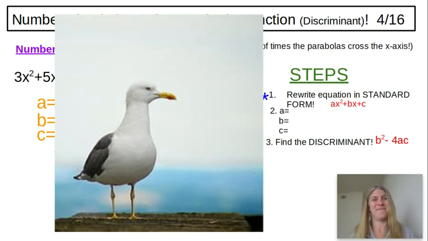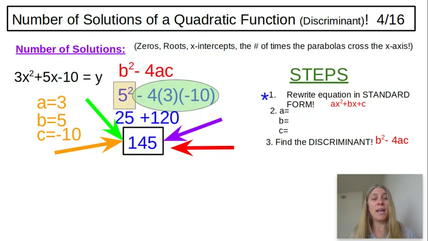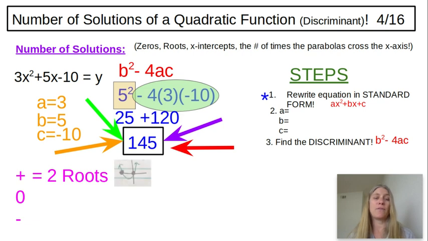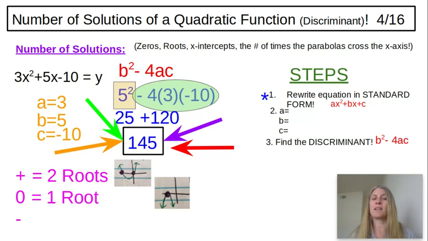Continuing on, now that we know that the discriminant is 145, it's time to analyze that number and use it to find how many solutions there are. Now, there's three options for this number. It can be a positive number, it could be the number 0, or it could be a negative number. If it's a positive number, it shows that you have two roots. As you can see in my little diagram here, that means that it crosses the x-axis in two different spots. Now, if it's 0, it means you have one root, and that means that the vertex is actually on the x-axis and you're only going to have one.